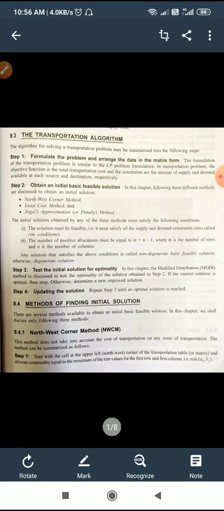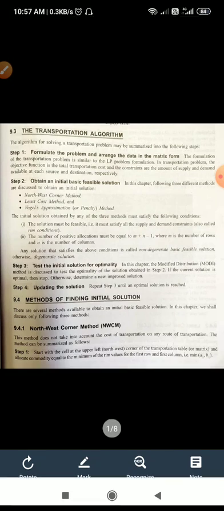So transportation problem is similar to linear programming problem. First of all, we formulate the transportation problem and find the mathematical model or a matrix in transportation problem. This mathematical model is called a matrix with demand and supply, and find the total optimal transportation cost. So this is the transportation matrix.